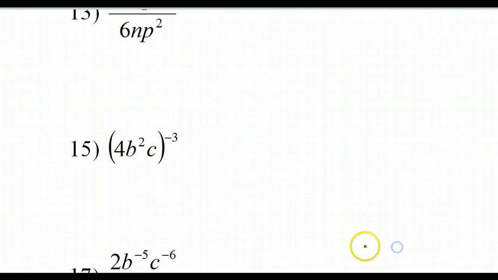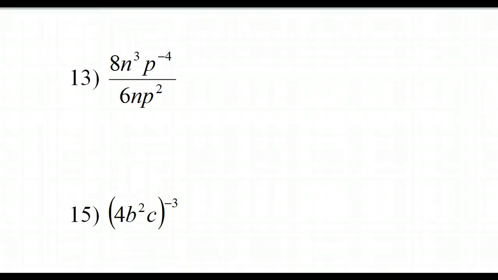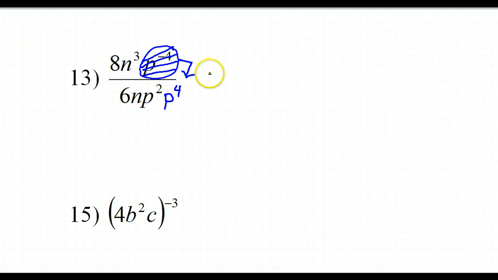Okay, what about number 13? Okay. If I were you, I would move anything with a negative exponent first. So this is going to go down. Alright, so I'm going to have p to the positive 4 power down here. So I moved that, so that's gone now. Okay, now looking at the rest of it.